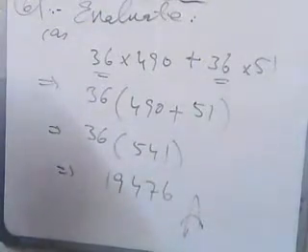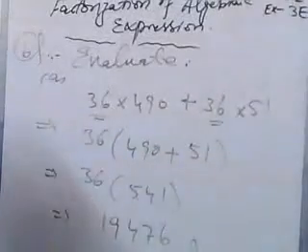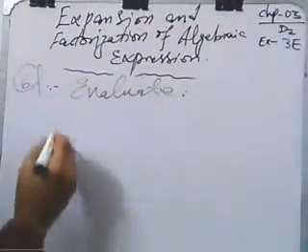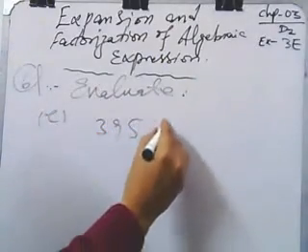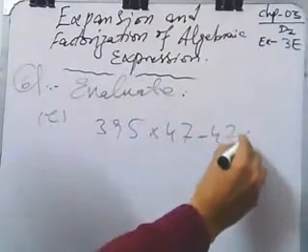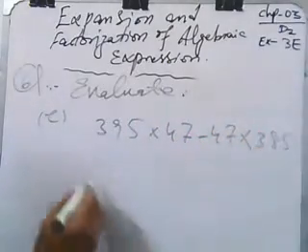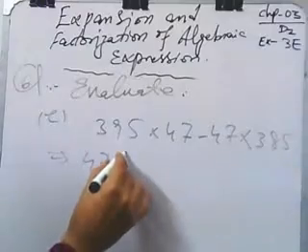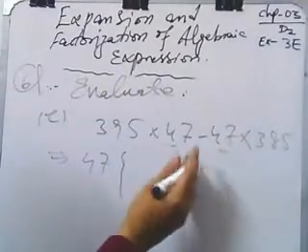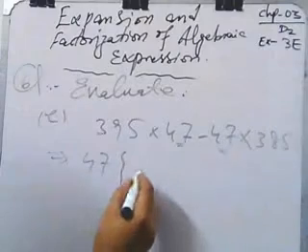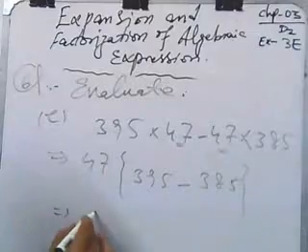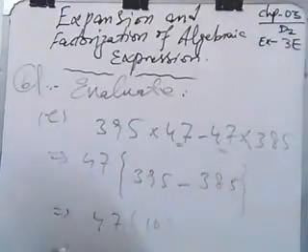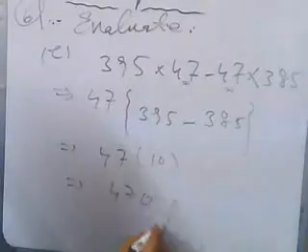Similarly, another part you can see here, that is your E part, 395 cross 47 minus 47 cross 385. You can take common, 47 is common in both the terms you see here. So 395 minus 385, you will get 47 into 10, and the simple result is 470. So here is your result.